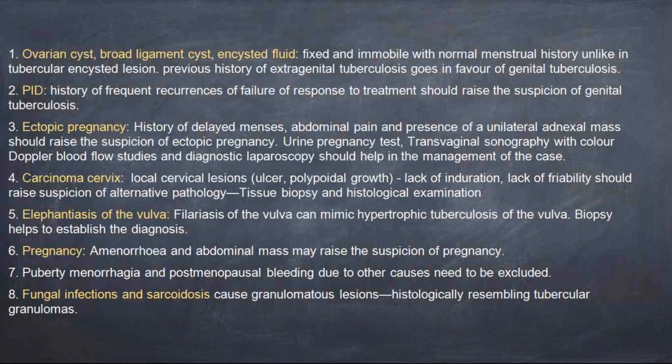So what are all the differential diagnoses? Here: ovarian cyst, broad ligament cyst, encysted fluid, PID, ectopic pregnancy, cervical carcinoma, elephantiasis of the vulva, pregnancy, puberty menorrhagia, postmenopausal bleeding, fungal infections, and sarcoidosis. These are all you have to rule out. So how do you rule out? You do your ultrasound, you do your biopsies to confirm.